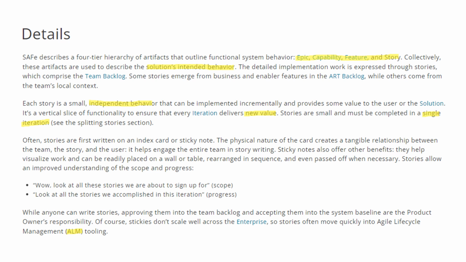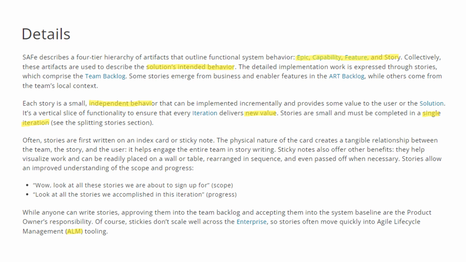Often, stories are first written on an index card or a sticky note. The physical nature of the card creates a tangible relationship between the team, story, and the user. It helps engage the entire team in story writing. Sticky notes also offer other benefits. They help visualize work and can be readily placed on a wall or a table, rearranged in sequence, and even passed off when necessary. Stories allow an improved understanding of scope and progress.